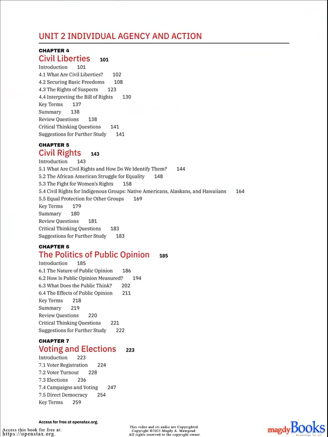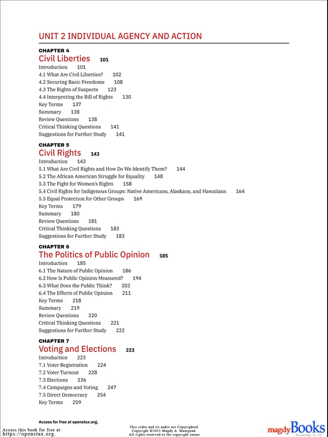Unit 2. Individual Agency and Action. Chapter 4. Civil Liberties. Introduction. 4.1. What are civil liberties? 4.2. Securing basic freedoms. 4.3. The rights of suspects. 4.4. Interpreting the Bill of Rights. Key terms. Summary. Review questions. Critical thinking questions. Suggestions for further study.